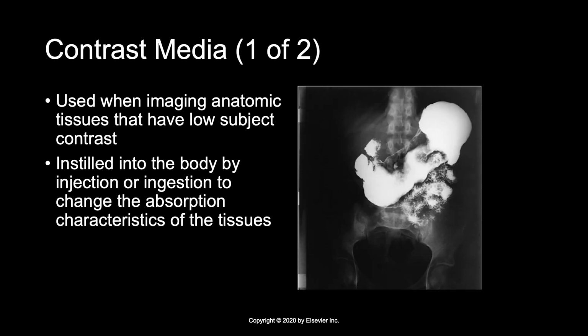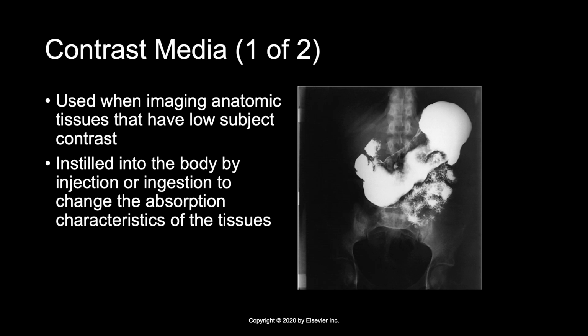Contrast medium, also called contrast agent, is used when we're imaging anatomic tissues that have a low subject contrast. The contrast medium is a substance that can be put into the body by injection or ingestion. We can give it to the patient either orally or rectally, or we can inject it into their vein. The type of contrast media used changes the absorption characteristics of the tissues, and it increases or decreases the attenuation of the X-ray beam. So we have different types of contrast media.